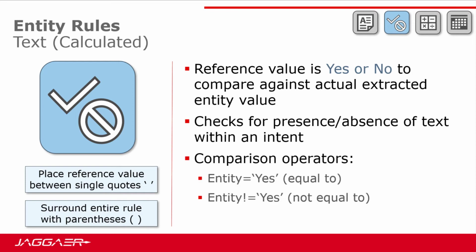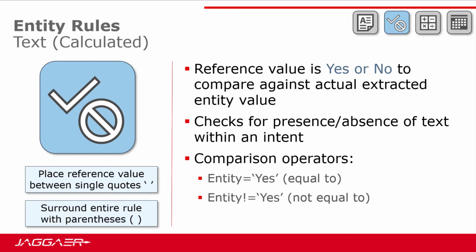Comparison operators are equal sign and exclamation point equal sign, just like we saw with text actual, but this is a little different because it's doing work behind the scenes. You write these rules as the entity equals or the entity does not equal. Behind the scenes, the system has been trained to look for specific language that might be related to that entity. So this is where the power of the machine learning is really in play.